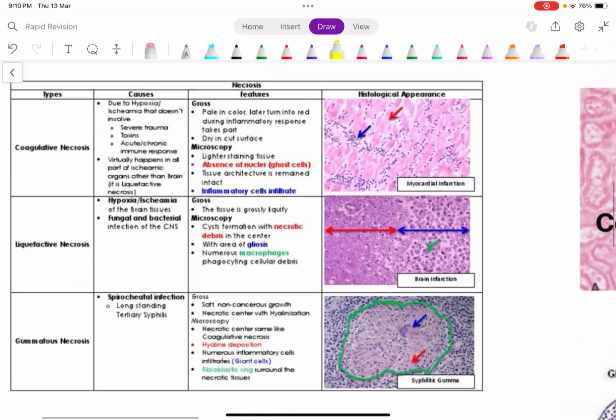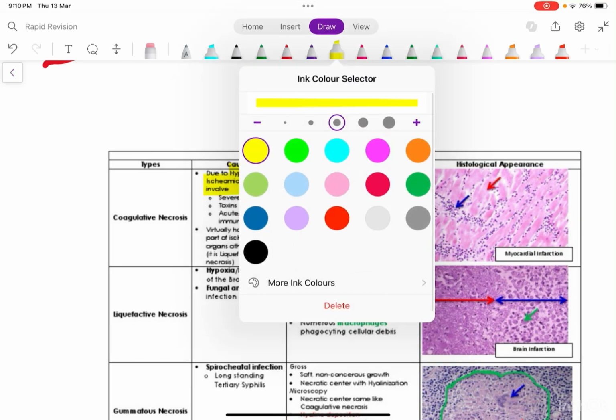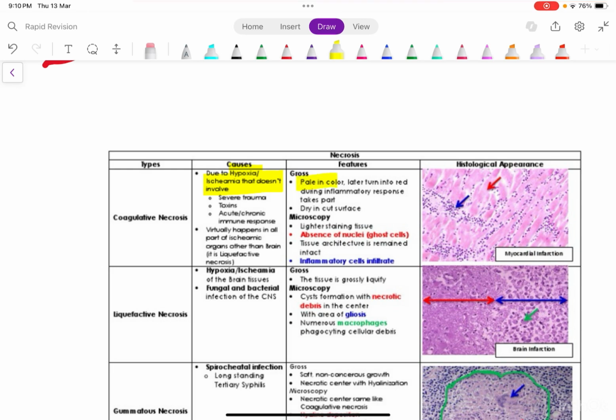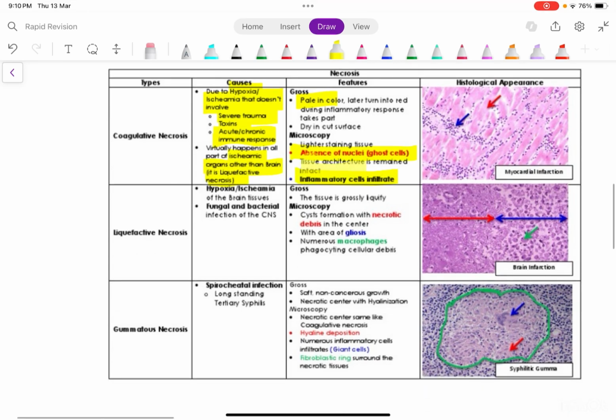Then this table, I think this is a better one. So see, coagulative necrosis occurs due to hypoxia, and it is pale in color. Then later turns into absence of nuclei, ghost cells, tombstone cells. Then this can occur due to severe trauma, toxin, and this usually happens in ischemic organs other than the brain. Inflammatory cell infiltrate is present. See, tissue structure remains intact. That is why we have the tombstone appearance.